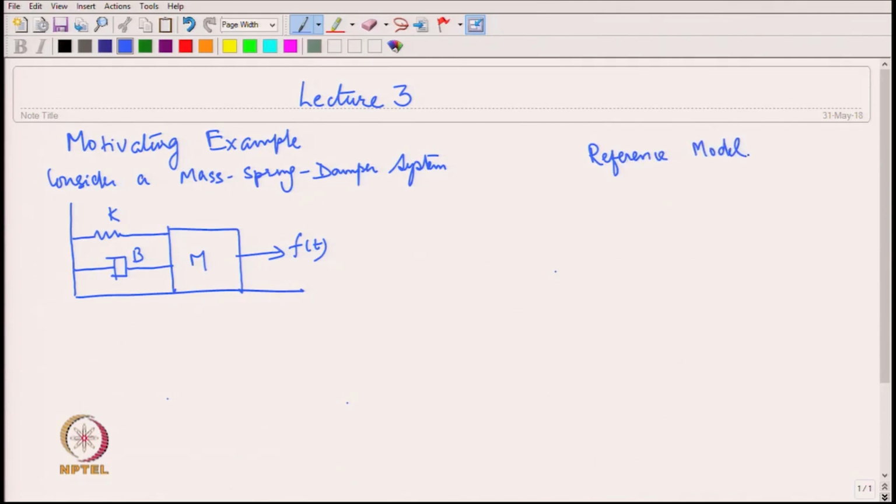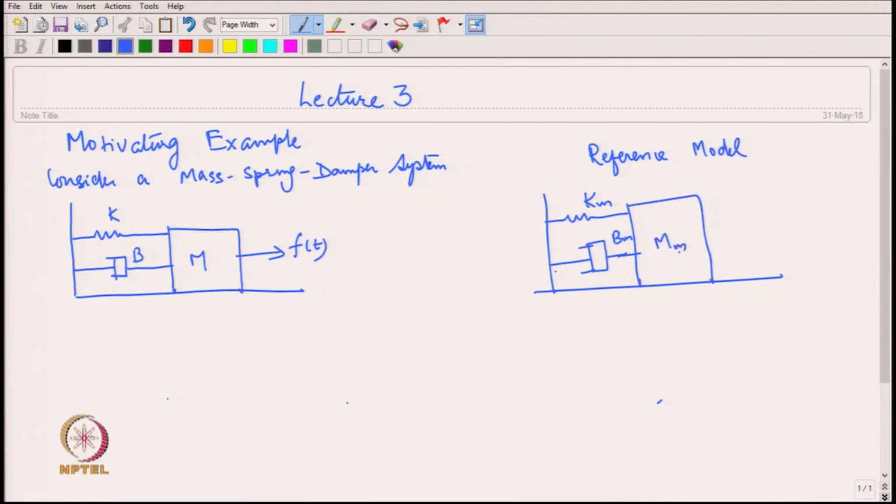Let us say we have another system which has a desired response. Let us say the spring constant is given by km, the damping constant is given by bm, and the mass is given by mm. So, let us say that this system has a desired response.